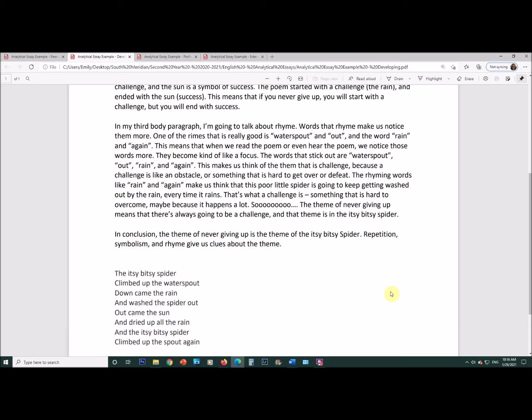In conclusion, the theme of never giving up is the theme of the Itsy Bitsy Spider. Repetition, symbolism, and rhyme give us clues about the theme.